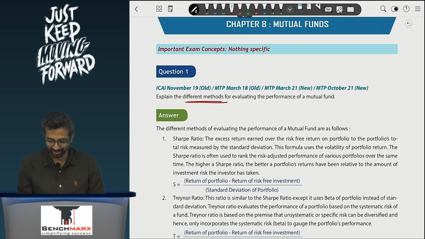Explain the different methods for evaluating the performance of a mutual fund. So let us say we are doing mutual fund. See, there is a fair bit of theory in derivatives chapter, okay? इंस्टीट्यूट ने अच्छा खासा और मीनिंगफुल थियोरी ऐड की है in the derivatives chapter and business valuation. Business valuation discussion we have already covered. We'll briefly touch upon that again. But derivatives में they have added quite a bit of theory.